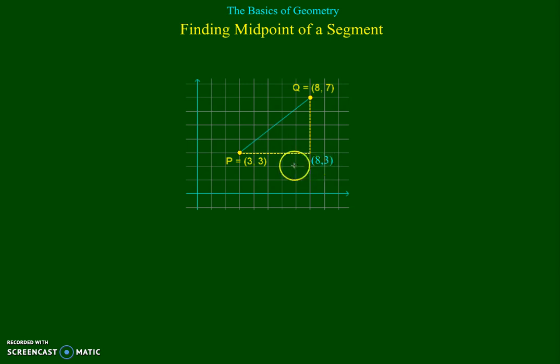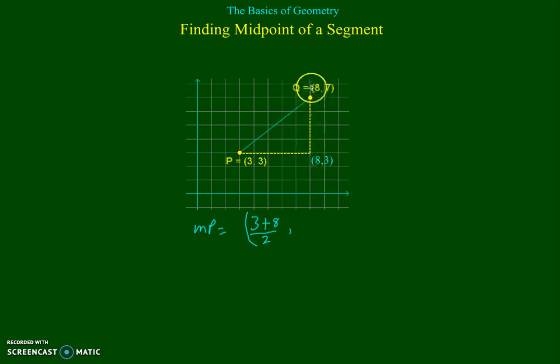Now the idea is that if we find the midpoint of this segment and the midpoint of this segment, where they intersect is going to be the midpoint of that segment. Fairly logical idea. So the midpoint of this segment, as we just learned, is the average of the endpoints. Well, since this is going horizontally, we're going to average the x coordinates. So we're going to say that 3 plus 8 divided by 2 is the x coordinate of our midpoint.